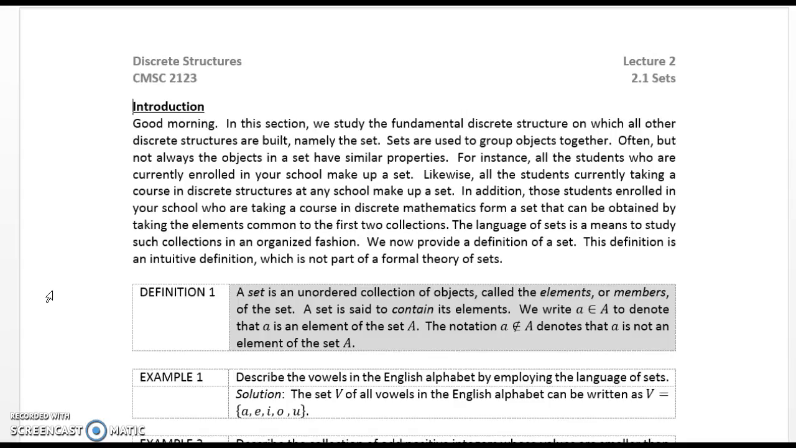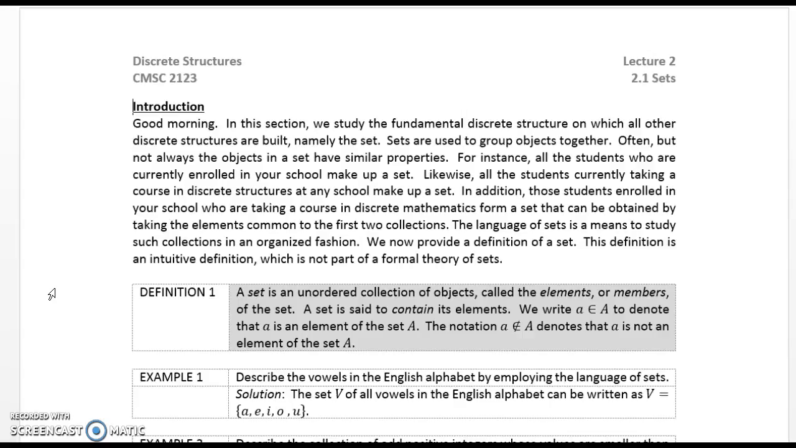In addition, those students enrolled in your school who are taking a course in discrete mathematics form a set that can be obtained by taking the elements common to the first two collections. The language of sets is a means to study such collections in an organized fashion. We now provide the definition of a set.